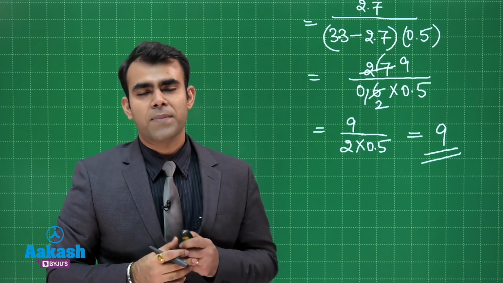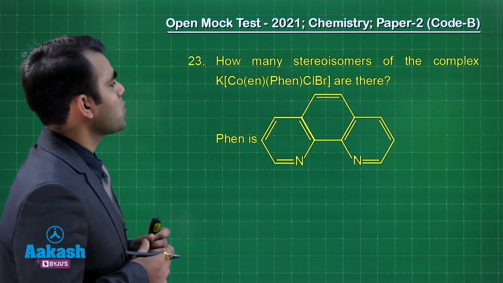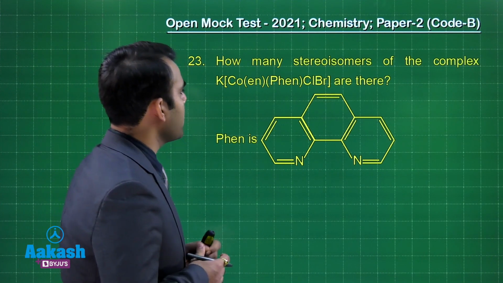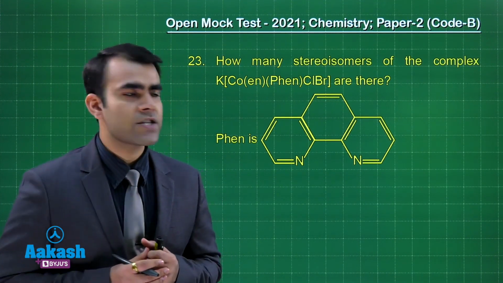Now moving on to my next question. So let's see this question. How many stereoisomers of the complex K[Co(en)(phen)ClBr] are there? Now this is from coordination compounds.